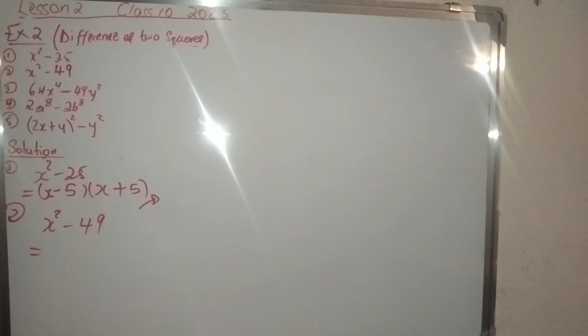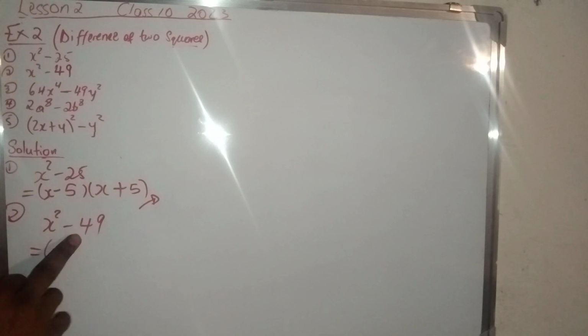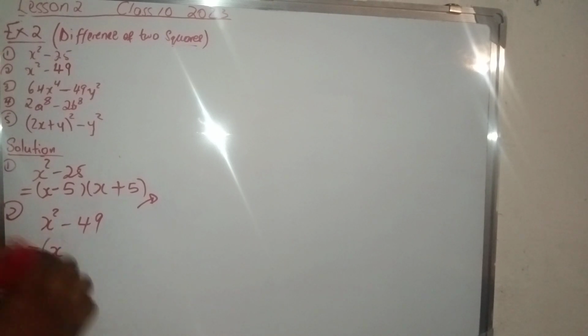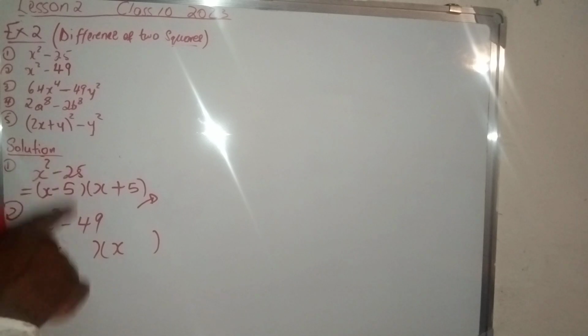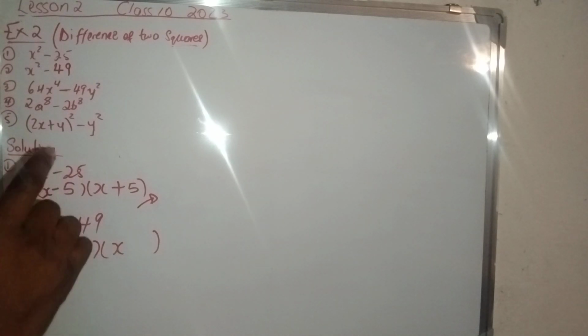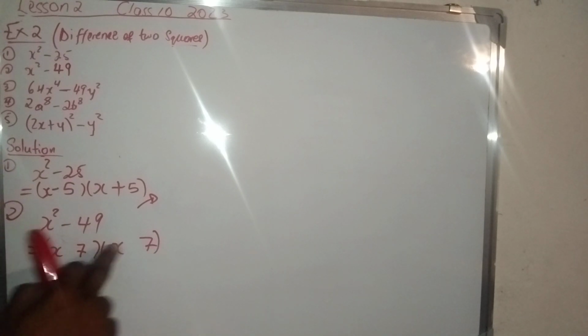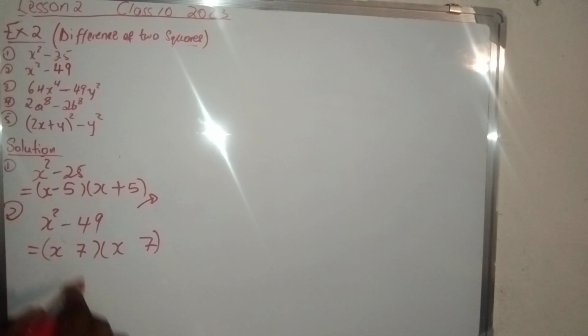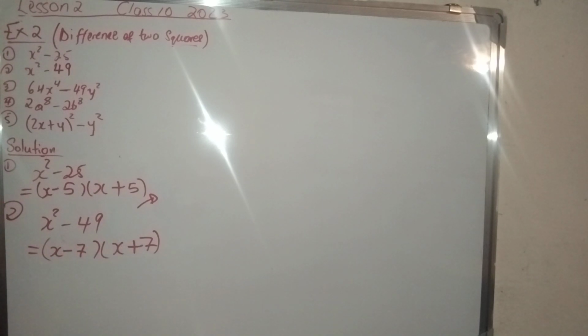They must be the same, whether it's 5 or 7 or 6 or 9 and so on. Let's look at this one. So it's going to be open brackets and we close, so it's going to be x here. Then for us to get 49, it is going to be 7 times 7. 7 times 7 is 49. Remember, the one must be minus, and the other one must be positive.